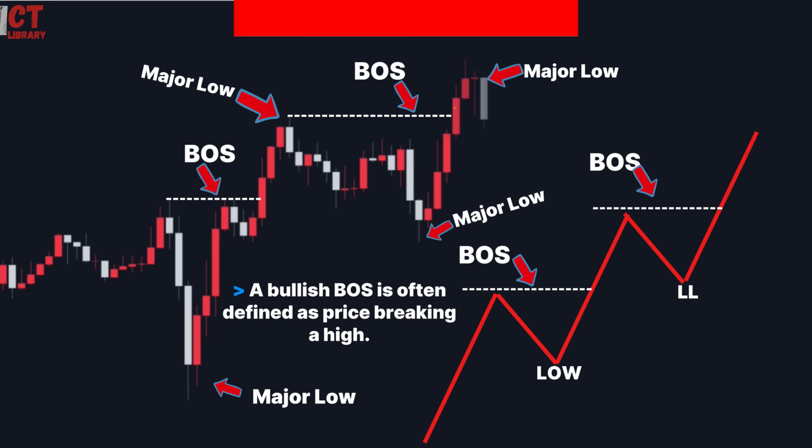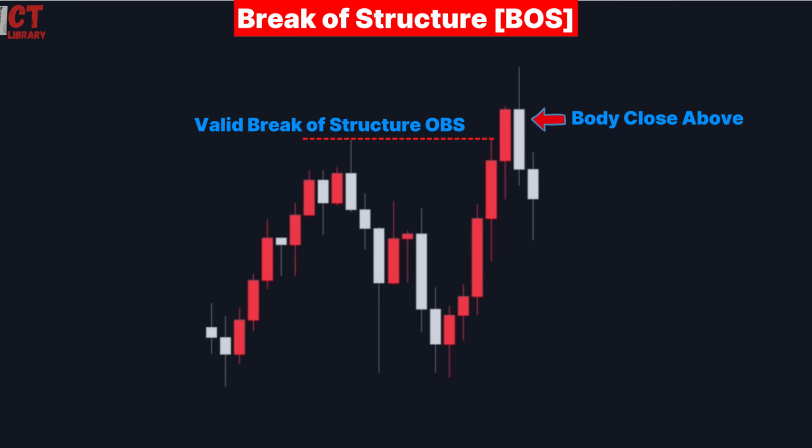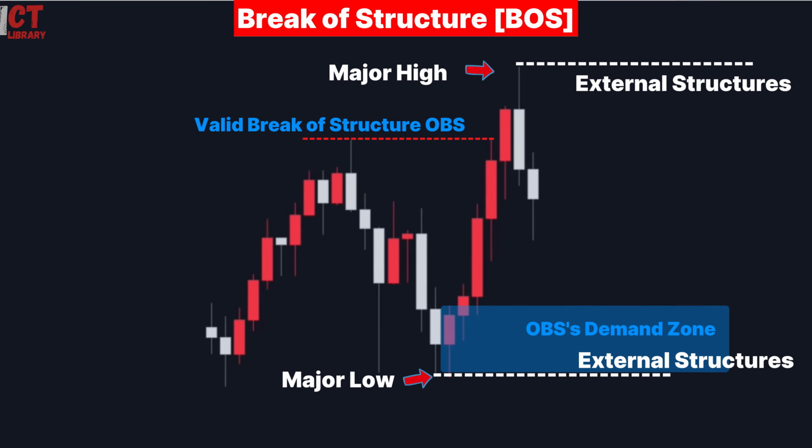A valid bullish break of structure occurs when price breaks and closes above the most recent higher high using the body of a candle. Even if price immediately retraces afterward, the break remains valid. Once this happens, price forms a new major high and major low, establishing a new trading range. If price then breaks below the newly formed major low, it indicates a possible trend reversal and represents a valid change of character.